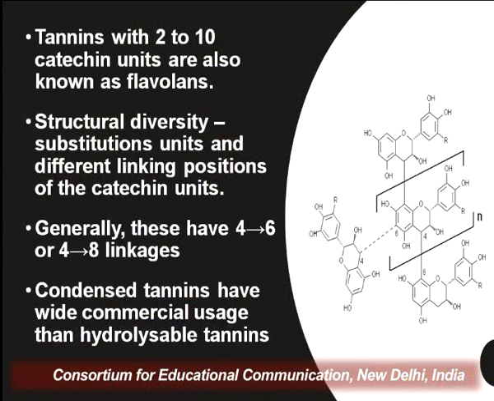So, if these have 2 to 10 catechin units, they are termed flavolans, and they have a lot of structural diversity due to substitutions on the hydroxyl groups, as well as differences in the position of the linking of these units. Generally, they have a linkage of 4 to 6 or 4 to 8 between two flavan-3-ol molecules. And these condensed tannins have wider commercial usage than the hydrolyzable tannins.